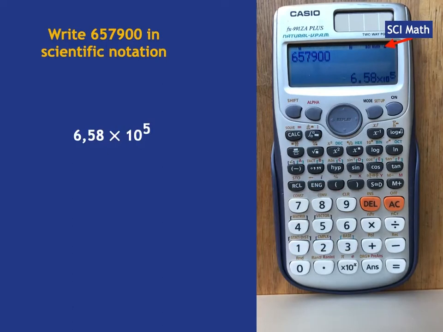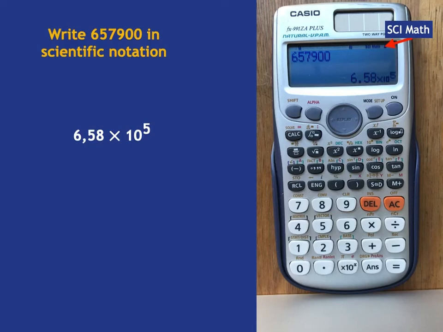Now notice here we get 6,58 times 10 to the 5. And that's a bit unexpected because I was kind of expecting 6,579 times 10 to the 5. But remember, when I chose that mode, I said I only wanted 3 digits. And so my calculator is obeying me and giving me 3 digits. So it's rounding from 6,579 to 6,58, so it can just give me 3 digits.